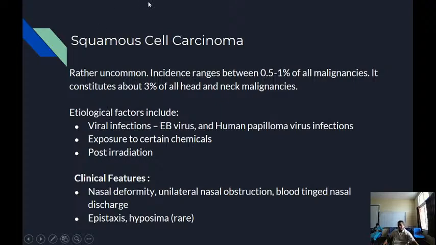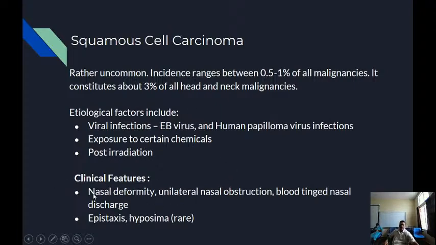Then we go into the squamous cell carcinoma, which is the most common of these malignant tumors. The incidence is roughly about 1% of all malignancies, and they constitute about 3% of the head and neck malignancies. Viral infections are incriminated, Epstein-Barr virus and human papilloma virus, because the antibodies are present for these, along with exposure to certain chemicals and post-irradiation. So these are the factors which influence the initiation of these squamous carcinomas.